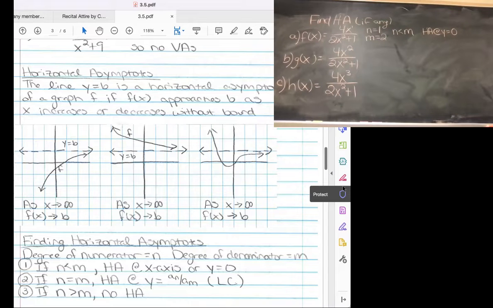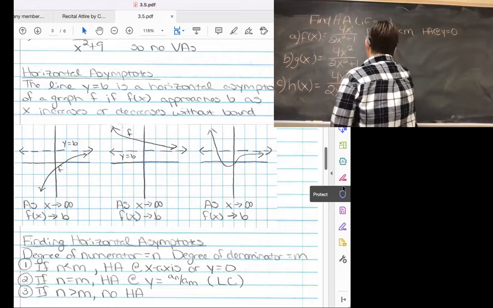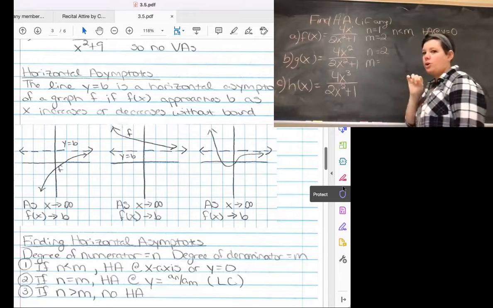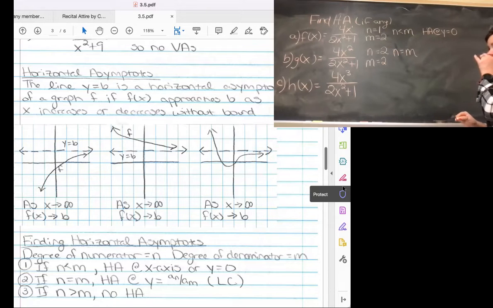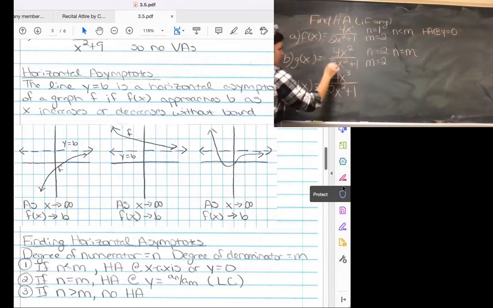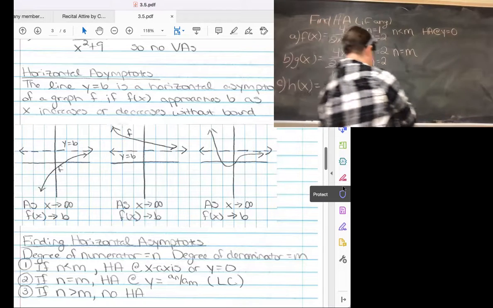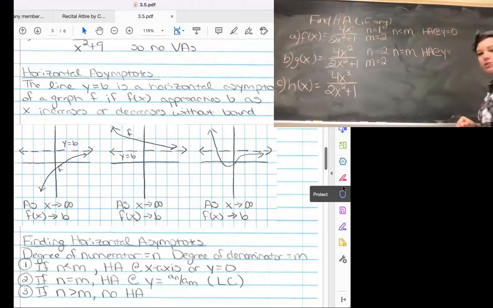Okay, let's do g of x, which is 4x squared over 2x squared plus 1. The degree of the top for 4x squared is 2, and the degree of the bottom for 2x squared plus 1 is also 2. So I have n equals m. So when the top degree equals the bottom degree, then I'm going to look at my leading coefficients. My leading coefficients in this case are 4 and 2. So that means I have a horizontal asymptote at y equals 4 over 2, which is simply 2. That's how the leading coefficient bit works.